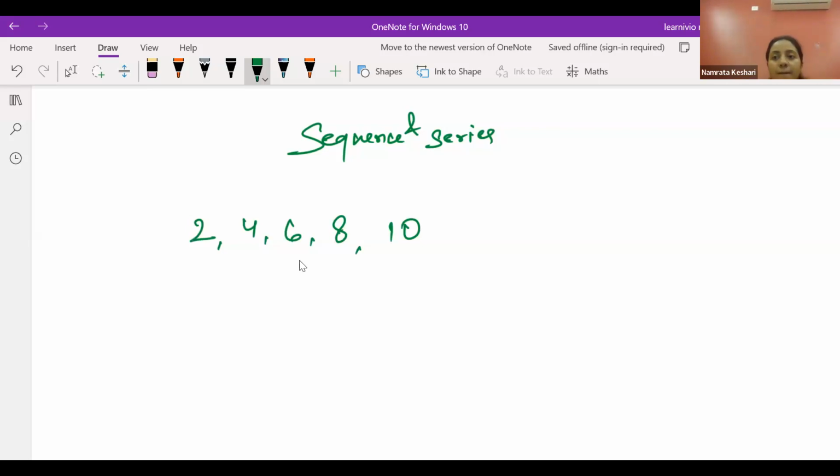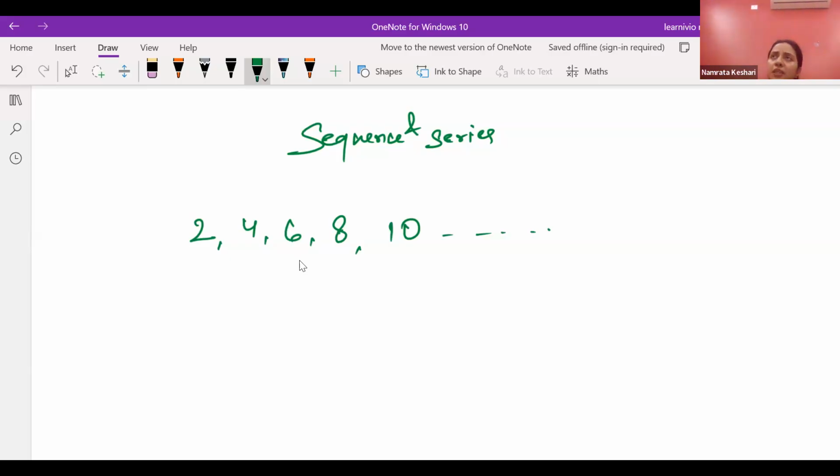Right, Nabila and Manvi? This is a sequence, okay? And we are calling it an arithmetic sequence. We were also calling it arithmetic progression. That means this sequence is progressing, and there is a particular name for this type of sequence: arithmetic sequence or arithmetic progression.